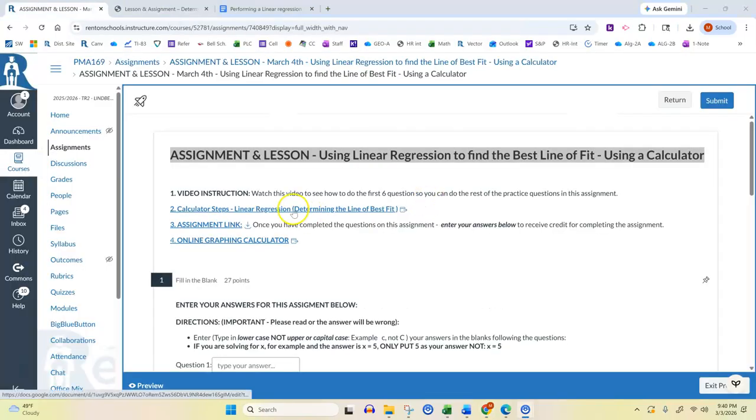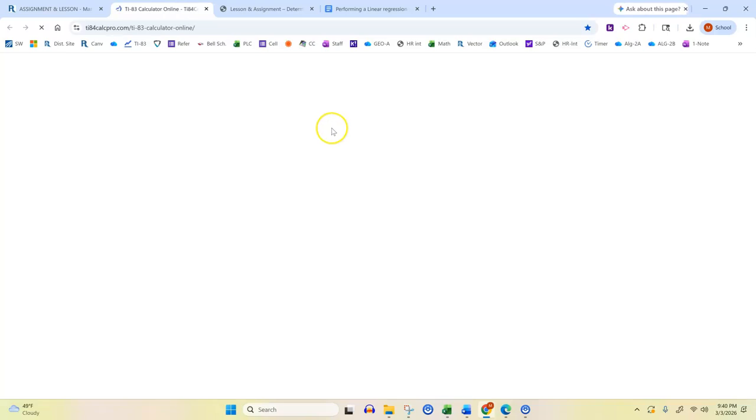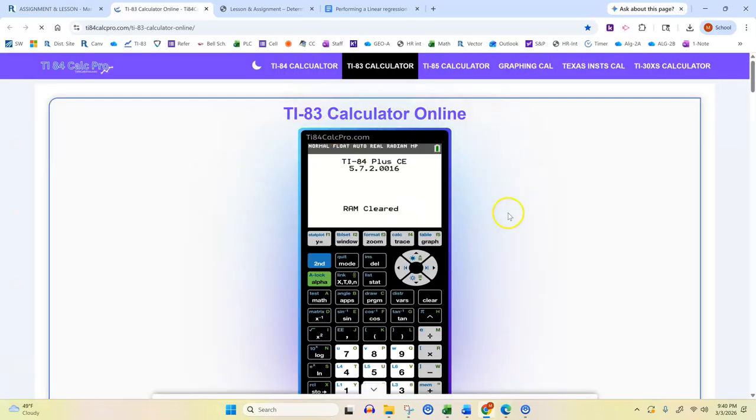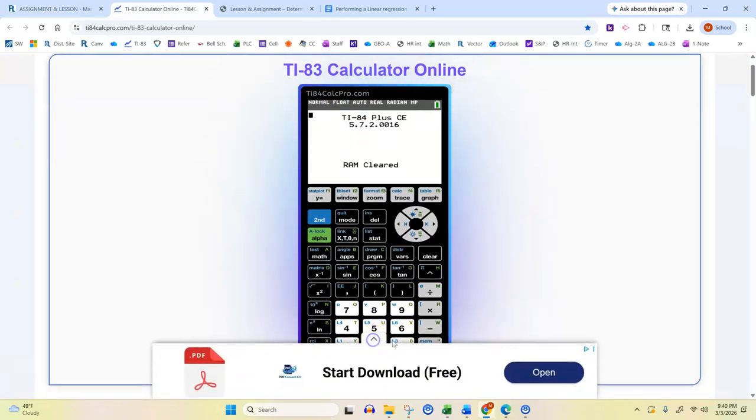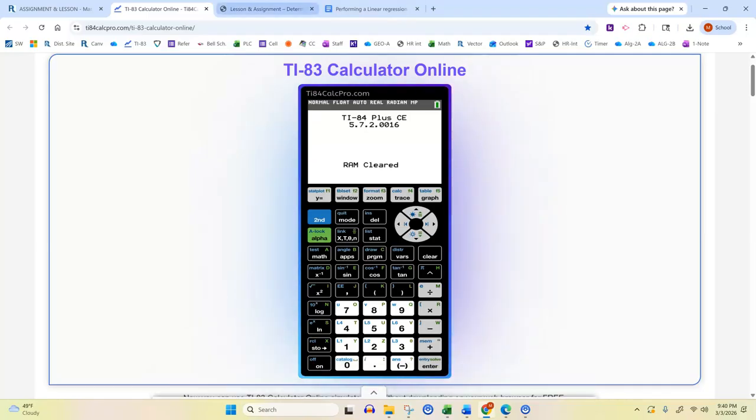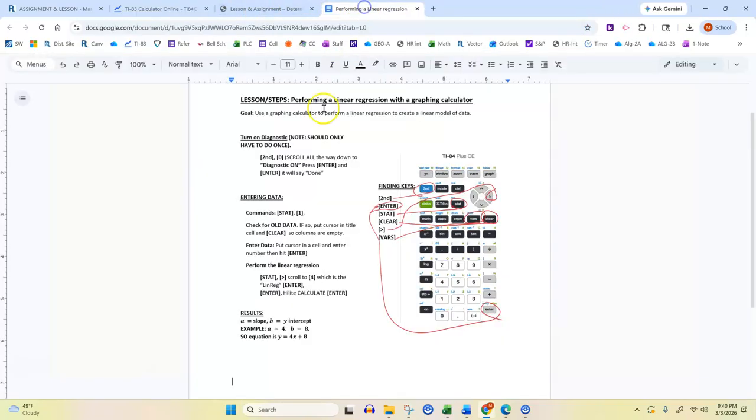The next thing we'll need to do is get a graphing calculator. You can get one on your desk, or if you prefer, you can use the online graphing calculator, which you'll probably want to do if you're at home, since most calculators don't have this feature. Click on that and open up the graphing calculator over here. Okay, so what are the steps? If we look over here, it says we should turn the diagnostic on. We have to do that 1 time, okay?